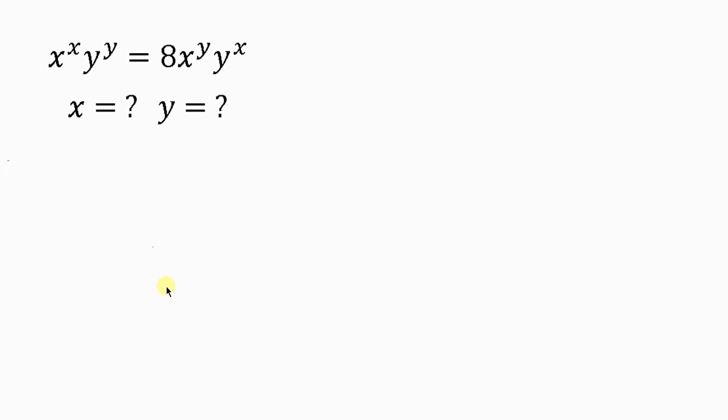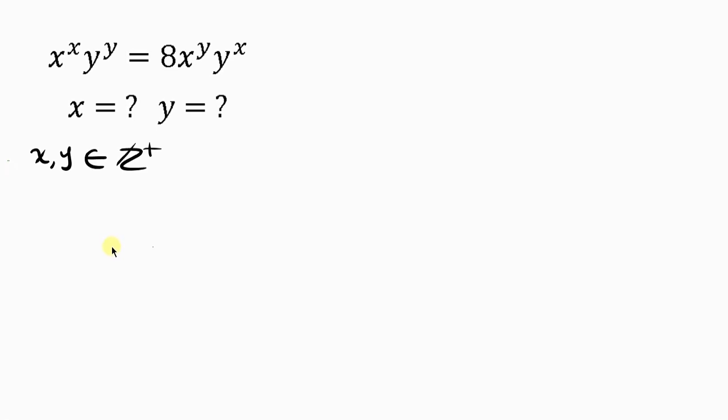Look at this nice and beautiful question on the board that we're going to be solving. The question says, find the values of x and y for which x to the x times y to the y is equal to 8 times x to the y times y to the x. Well, there is something we need to know about this question: both x and y are integers, positive integers to be precise. So when solving, we have to put this in mind.